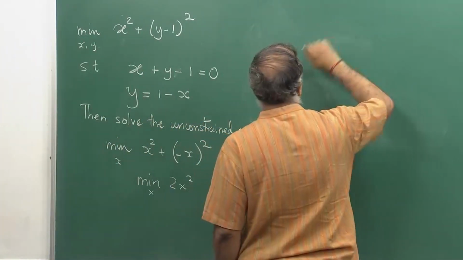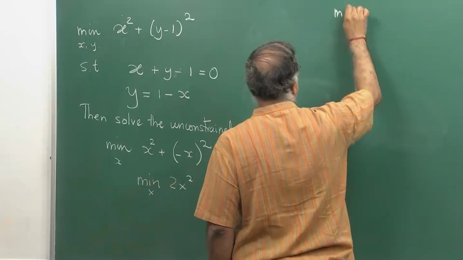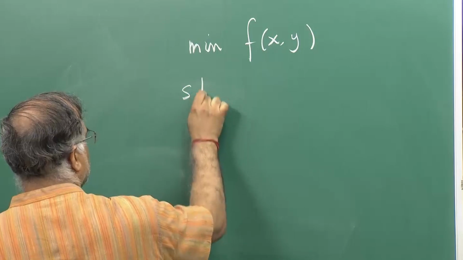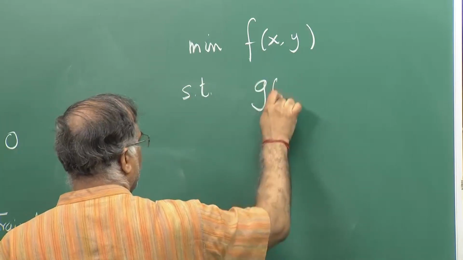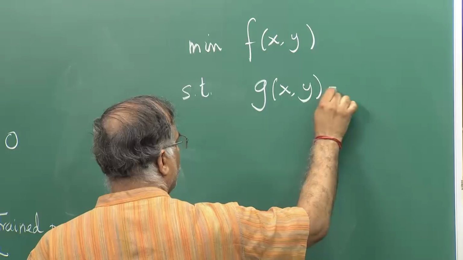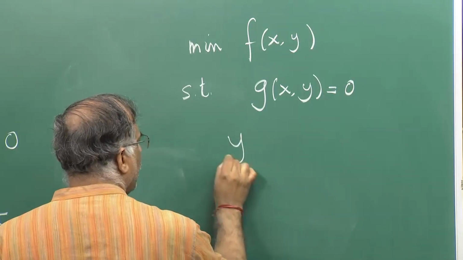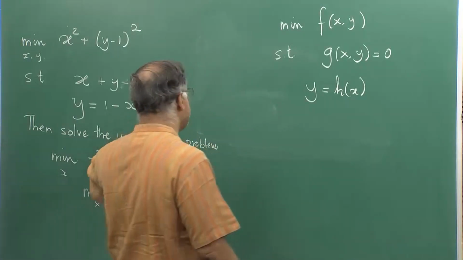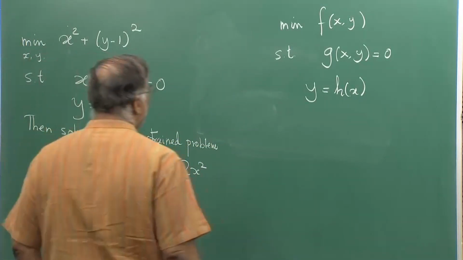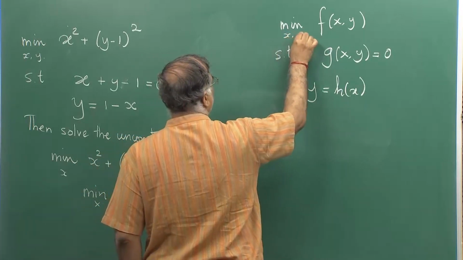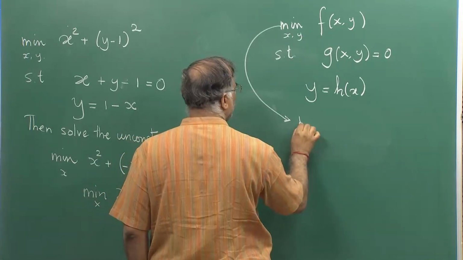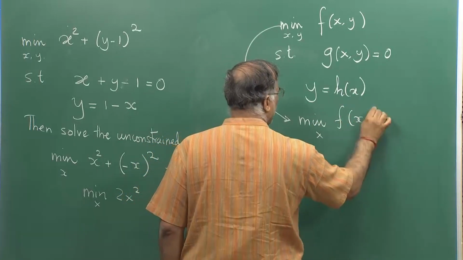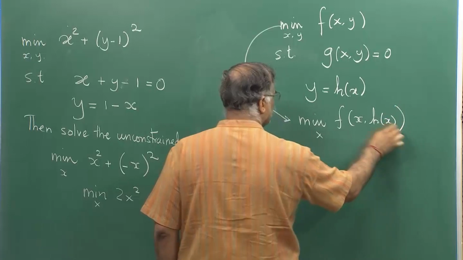So, if I minimize f(x,y) subject to g(x,y) equal to 0, suppose y is expressed as h of x, just like here y is expressed as 1 minus x. Then I can write this problem as minimize over x f(x, h(x)), and then go on differentiating it.